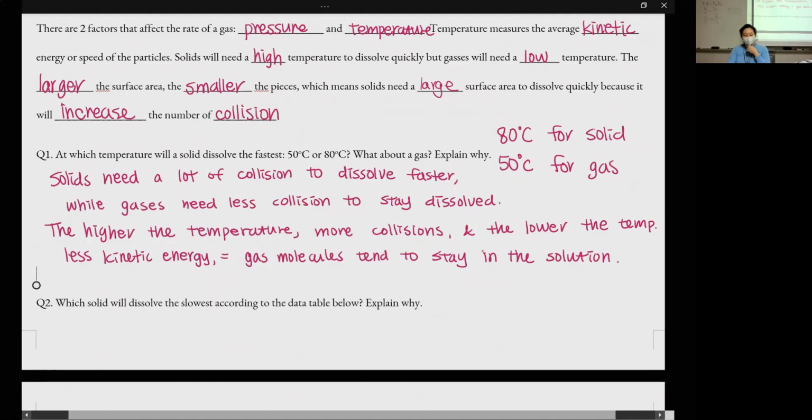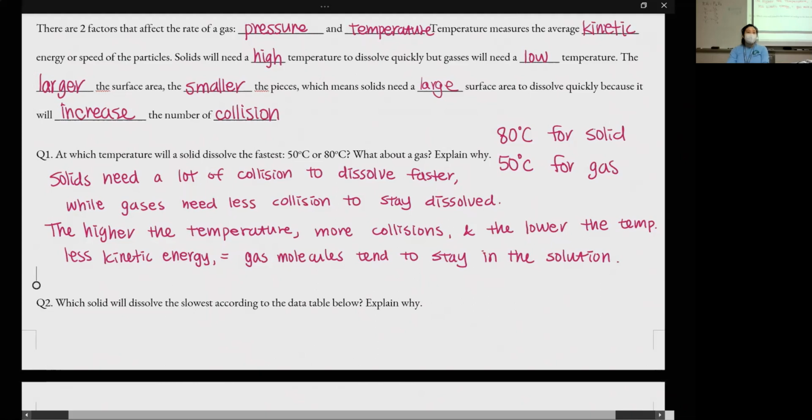If we make a comparison, alright, so that's what I am basically saying in question number 1. So solid needs a lot of collisions to dissolve faster, while gases need less collision to stay dissolved. So the higher the temperature, more collisions, and the lower the temperature, less kinetic energy, which means gas molecules tend to stay in the solution. So that's why 80 degrees Celsius for the solid would be the best. 50 degrees Celsius would be the best for the gas. But actually 50 is still high. It's higher than body temperature.